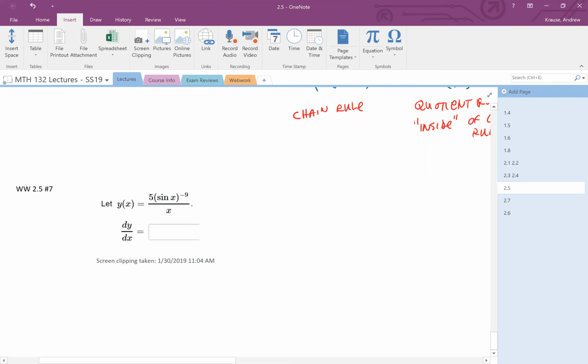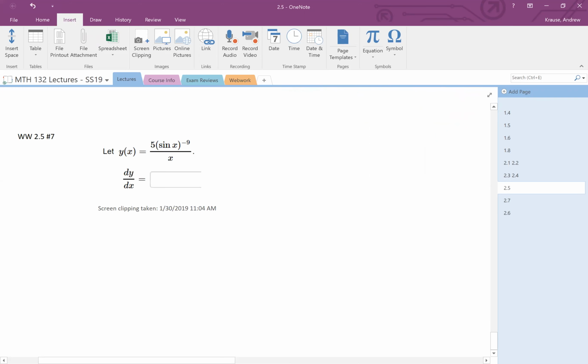Okay, so this is a weird function because we have this weird thing on the top. That's a chain rule, right? Because we have sine of x to the -9, so that's 2 functions. But then we have this division, so there's going to be a quotient rule involved, and the main trick here is figuring out which rule comes first. It requires looking at how it looks and seeing what's the overall structure.